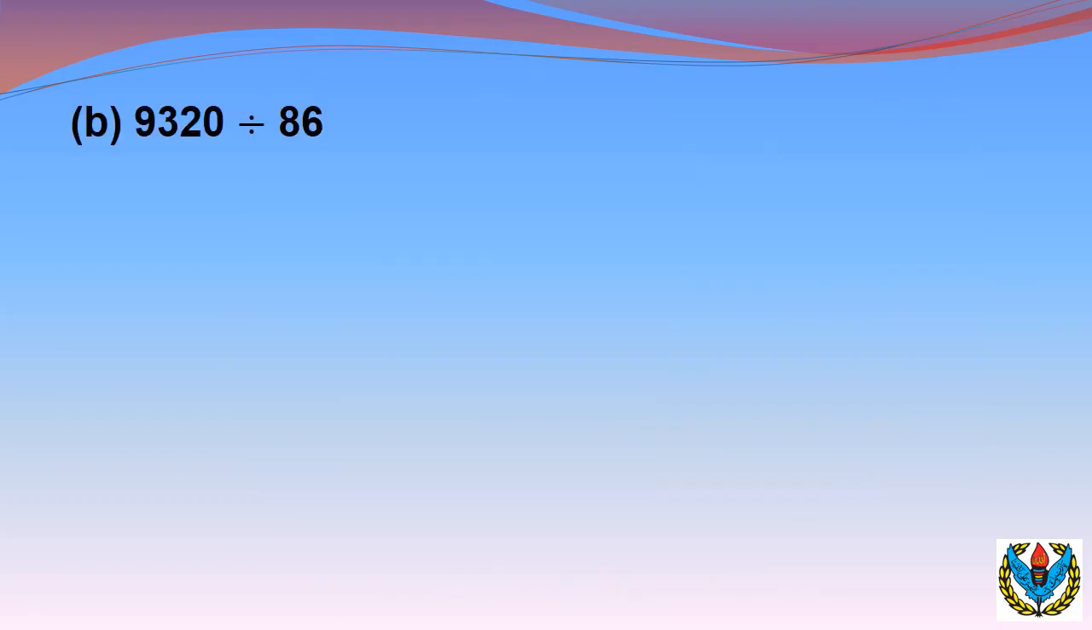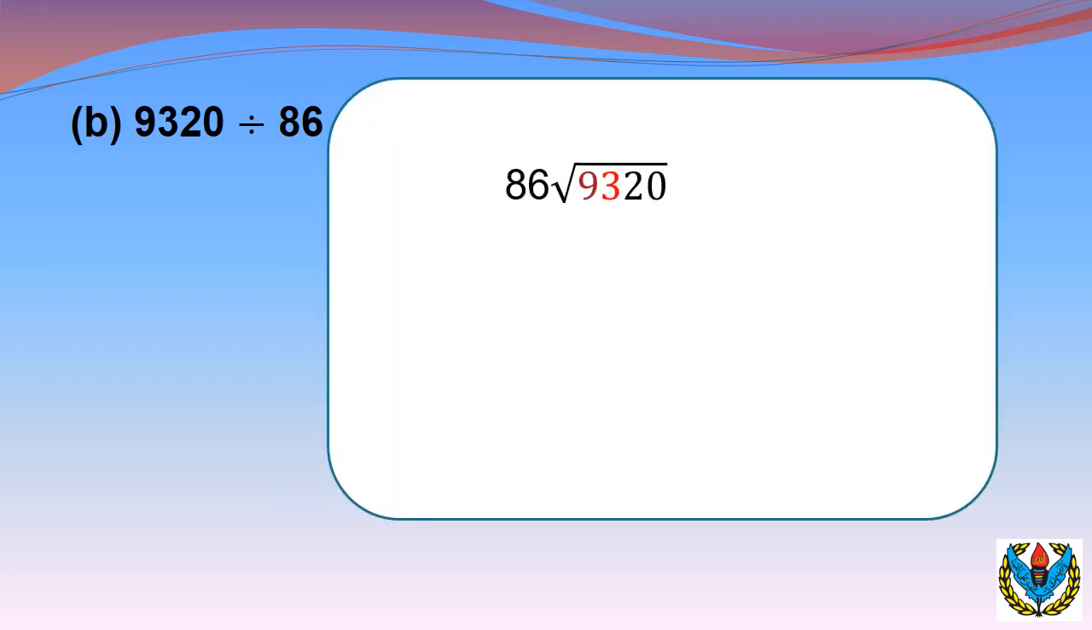We have to divide 9320 by 86. We can write them like this. Firstly, we will look at the thousands place digit, which is 9. As 9 is less than 86, we cannot divide it by 86. So we have to take the next digit 3, which is at hundreds place, with 9, and it becomes 93. Now 93 is greater than 86, so we can divide it.